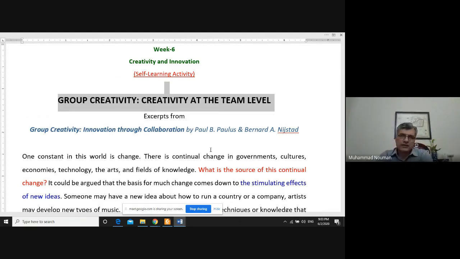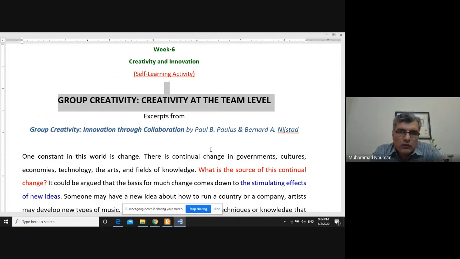So with this one, we shift to the next part of creativity, which is creativity at the team or group level. I would like to remind you that at the start of the semester, I had shared with you that our course, Creativity and Innovation, is divided into 2 parts. The first part of the semester, which is roughly half of the semester, we will be focusing more on creativity. And as we move into the second part of the semester, which is the remaining 2 months or roughly 8 weeks, we will gradually shift our attention more towards innovation.